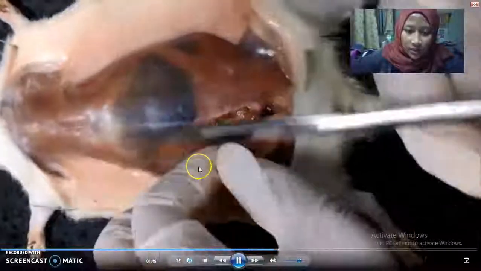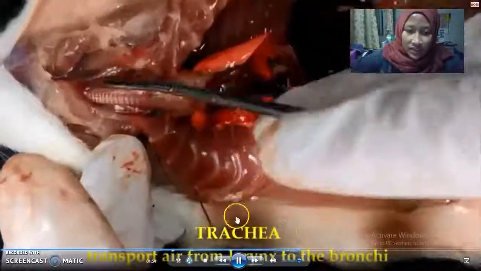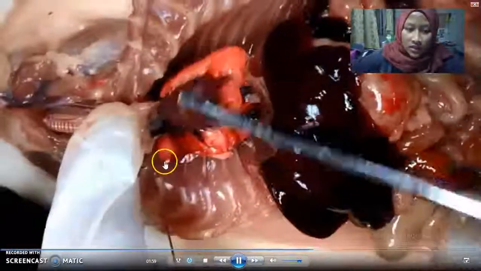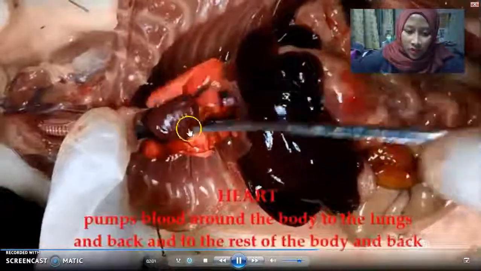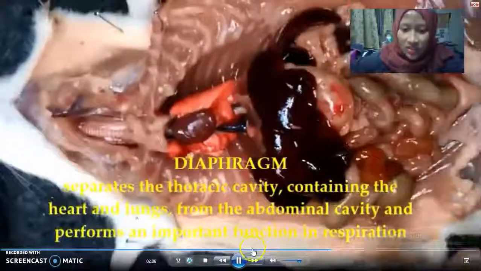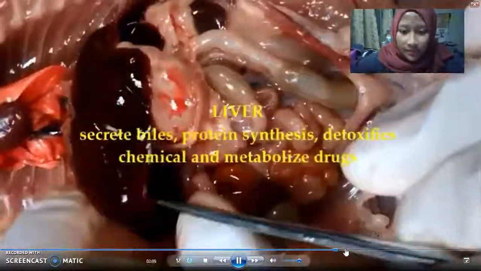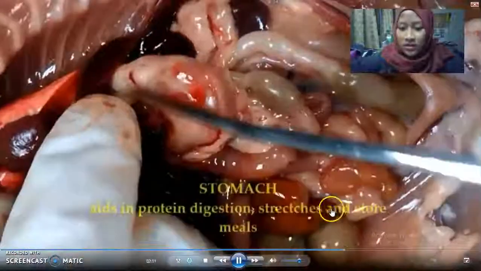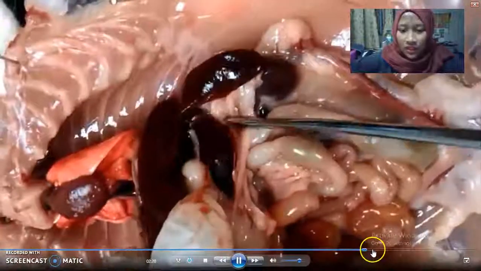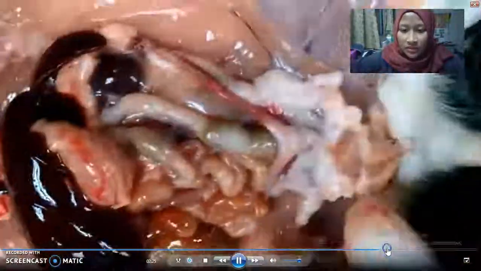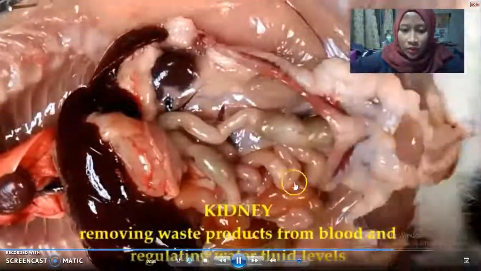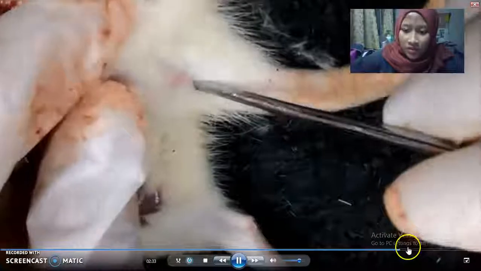After that, you can see that the internal organs consist of the trachea, esophagus, and also the heart to pump blood around the body, and then the lung for gas exchange, the liver for secreting bile, the stomach for digestion, ileum, and the reproductive system consisting of the ovary and the fallopian tube, and also the kidney to remove waste products.